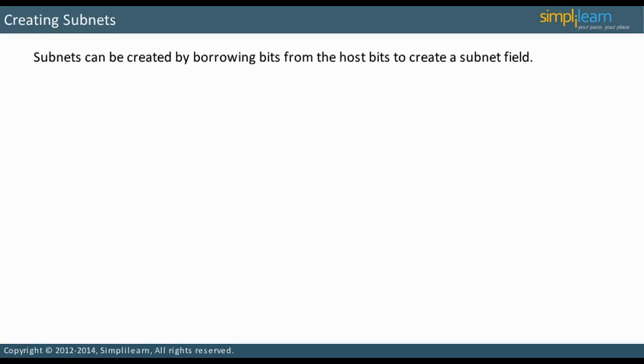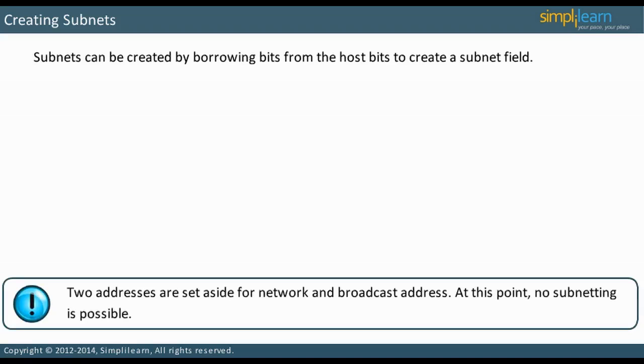With 6 bits for the subnet field, only 2 bits are left for the host. That yields 2 to the 2, or 4 hosts. Remember that 2 addresses are set aside for network and broadcast address. Therefore, there are only 2 host addresses available. At this point, no more subnetting is possible.